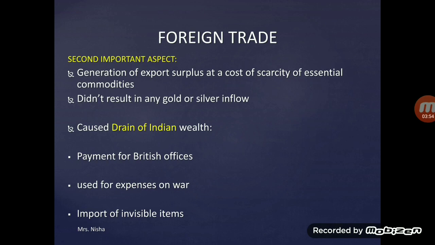We can also see that since Britishers were fighting wars, for that also they needed money. So the export surplus and whatever resultant wealth they were able to create out of this was used for fighting wars by the British government. And they were also importing invisible items. Now, what are invisible items? Basically, it is referring to trade in services. So they were importing services from Britain, and for that also they were making payment out of this only.